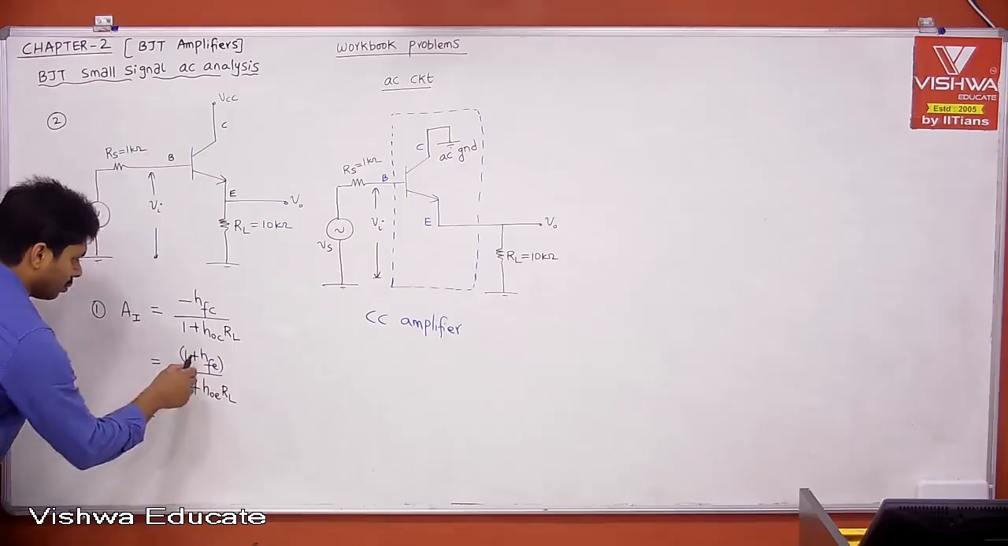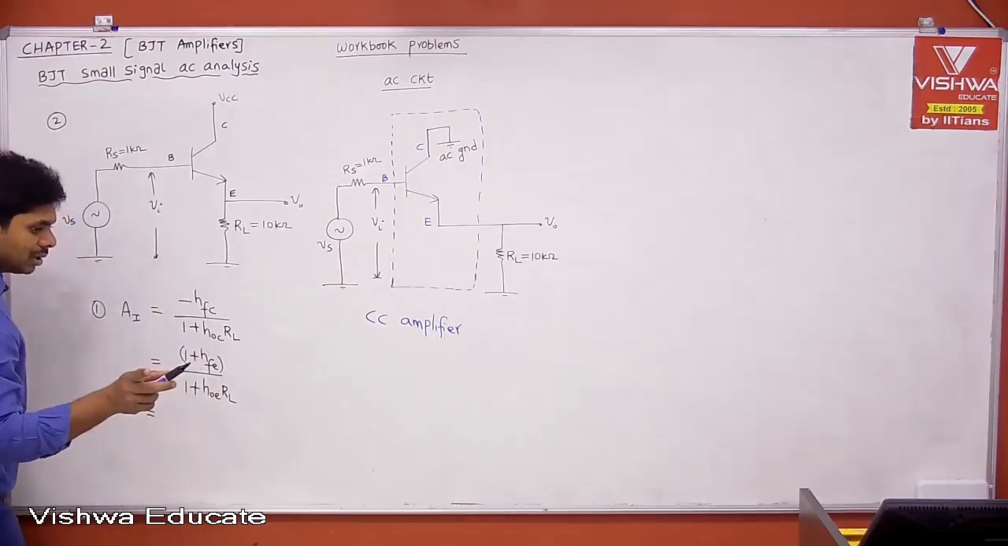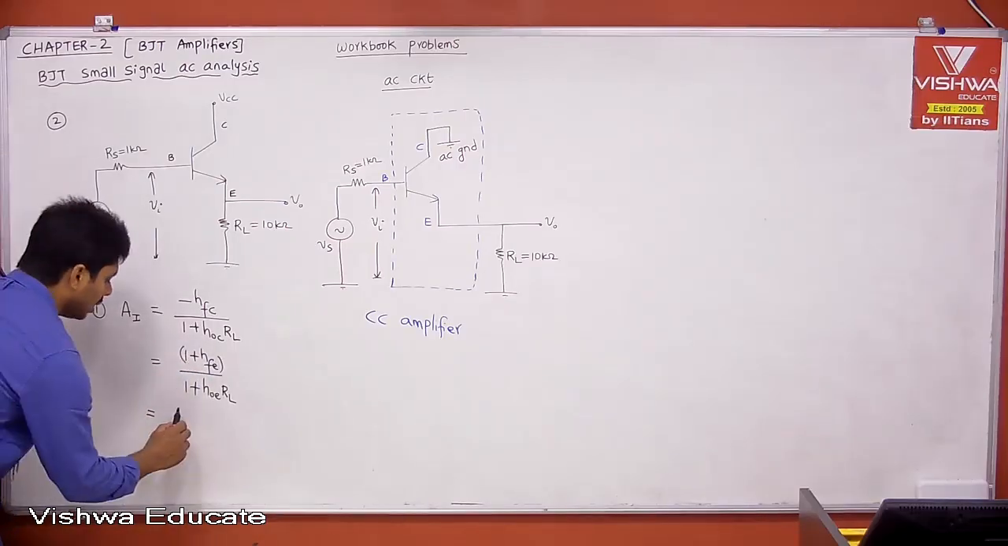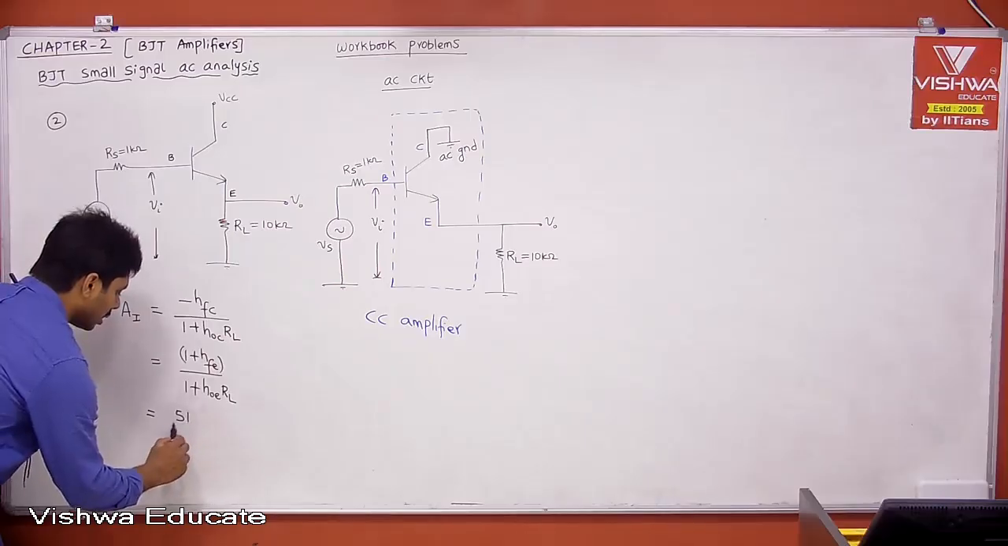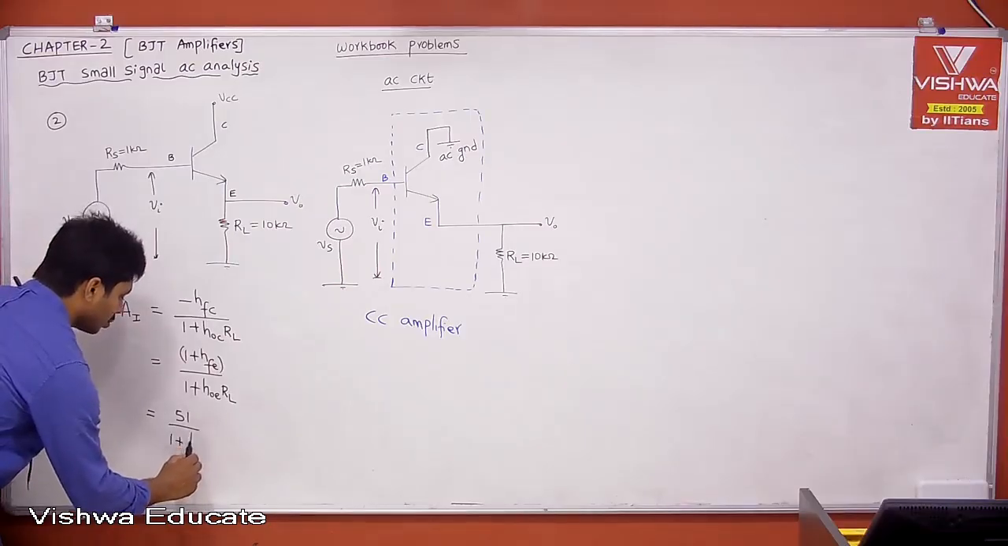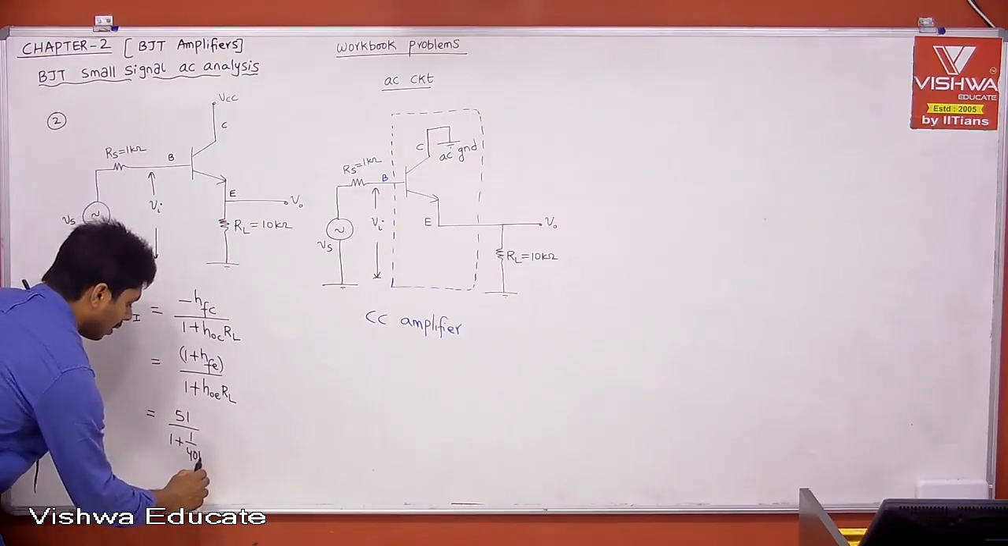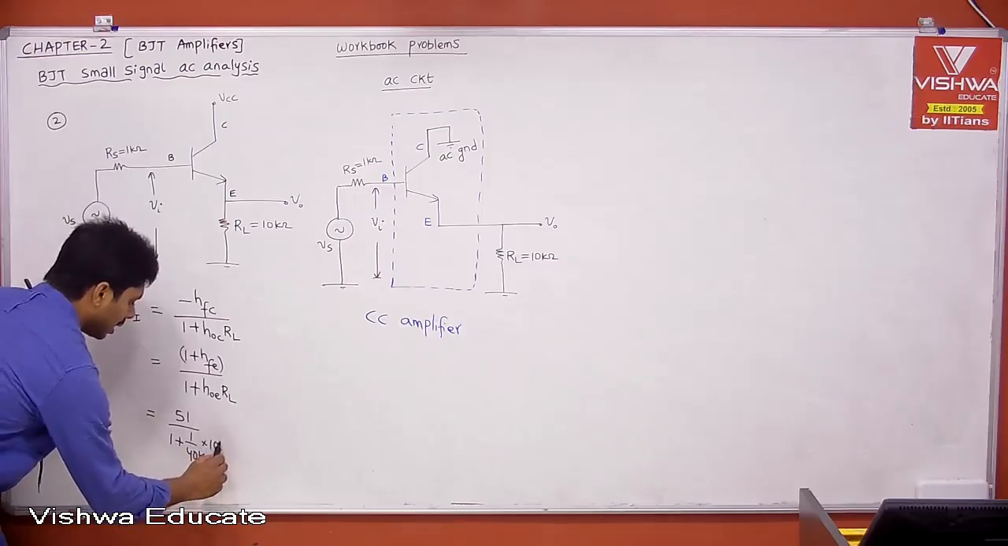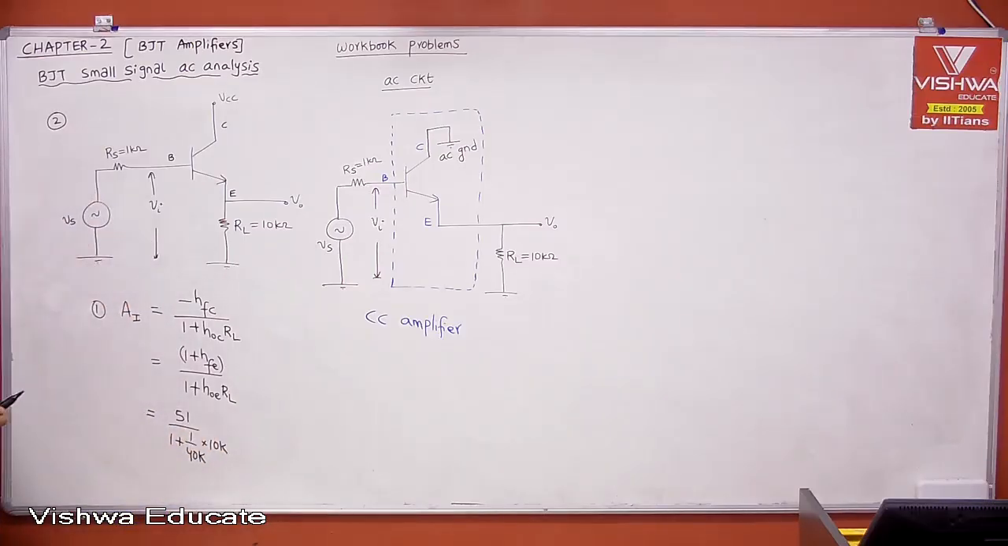Now we know the h parameter values. 1 plus hfe. What is hfe? The typical value which I gave is 50. Therefore 1 plus 50, 51, divided by 1 plus hoe. What is hoe? 1 by 40k. What is RL? 10k.